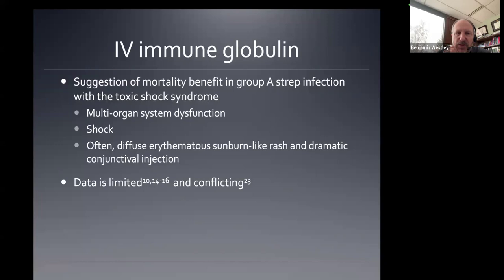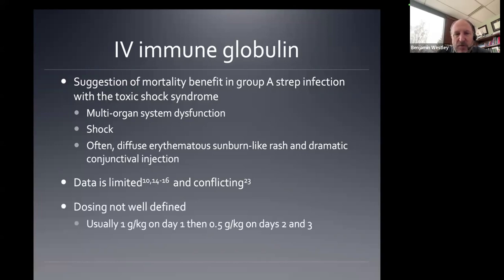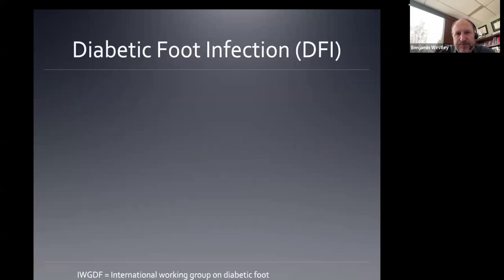And there's really not randomized data. There's observational data that suggests that IV immune globulin might help bind those toxins and improve outcomes. So for streptococcal toxic shock, many experts would go ahead and use immune globulin 1 gram per kilo on day 1 and then 0.5 on day 2 and 3. Sometimes I'll give 1 dose, and if the patient's rapidly improved with surgery and vasopressor stop and the patient's better, I would not continue it necessarily. But I probably do this a couple times a year for patients.